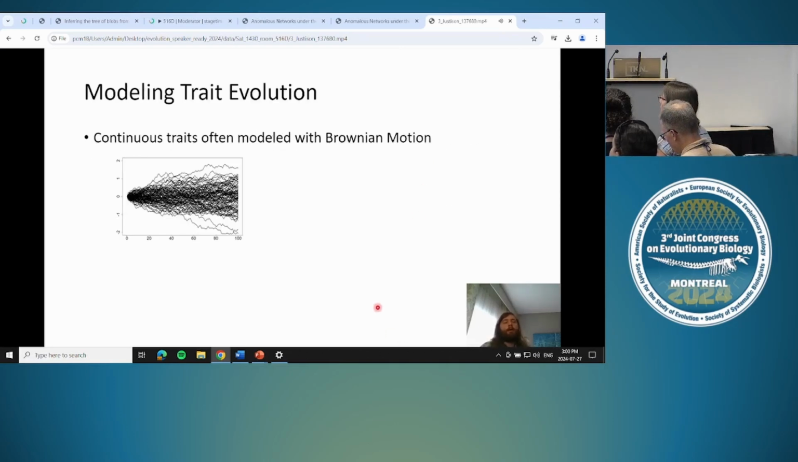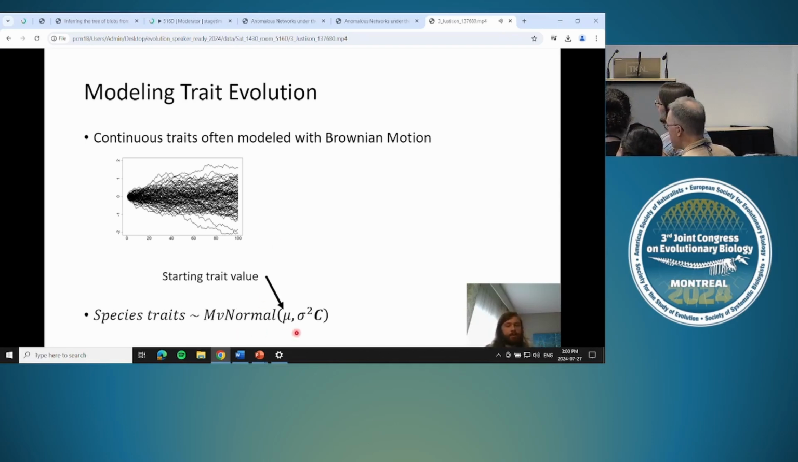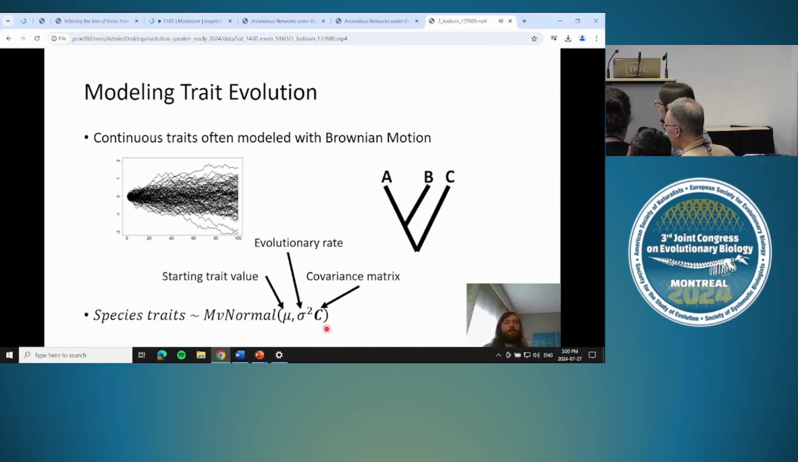And so, when it comes to modeling trait evolution, the first thing we might want to note is that continuous traits are often going to be modeled with Brownian motion. This is also known as a random walk. And so when it comes to the distribution of species traits, we can think of this as a multivariate normal distribution with these parameters that represent the starting trait value, the evolutionary rate, and then also there's this covariance matrix that represents the shared evolutionary history between species.